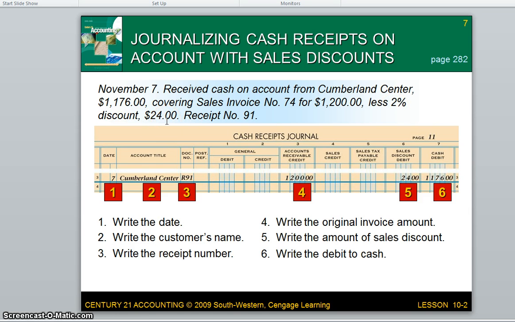Some of the transactions that they're going to give us in Applia tell us the discount that we're giving somebody, but it doesn't give us the amount of the discount, so you would have to multiply the 0.02 or 2% of the amount of that sale.